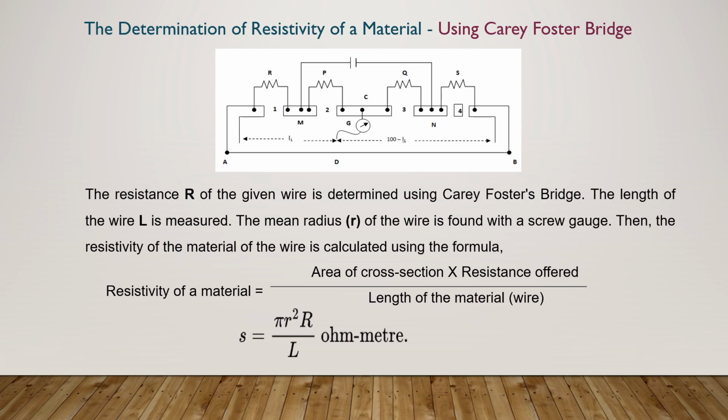Therefore, R is the resistance. The mean radius is r. Therefore, the area is pi r squared. The mean length of the wire is L. Therefore, we substitute L. From this, the resistivity of the material of the wire is found. The unit is ohm meter.